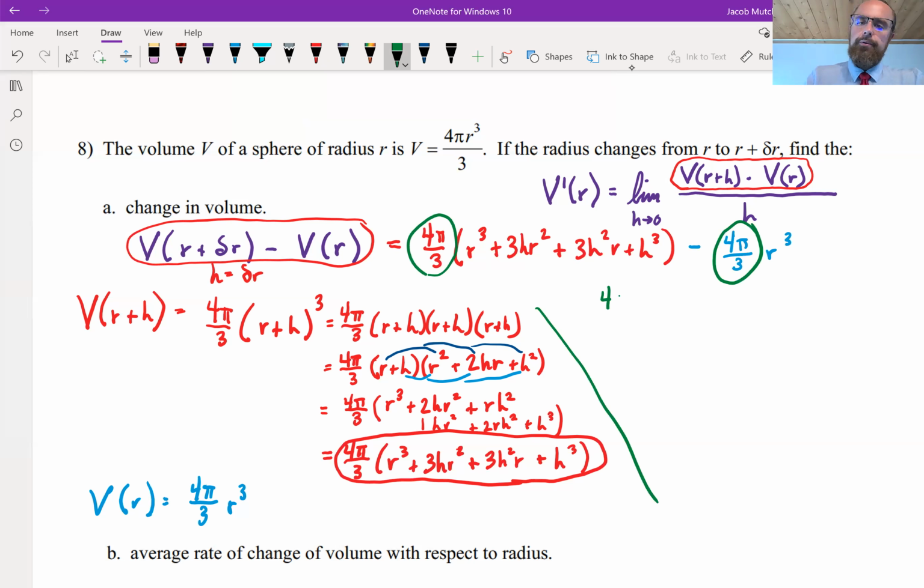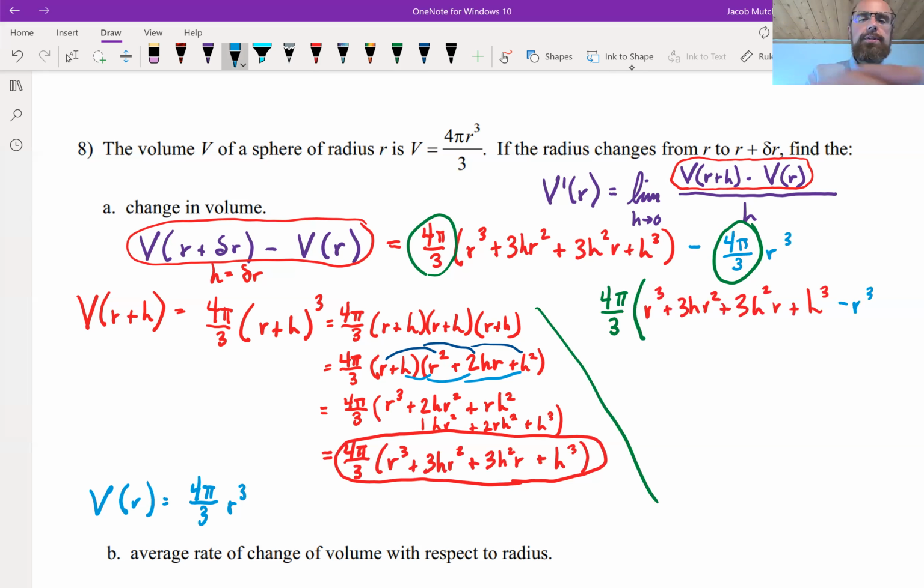Just drawing a separating line there. So 4 pi over 3. And then let's write what's left. From the red side there, it's r cubed plus 3hr squared plus 3h squared r plus h cubed. And then from the blue group, minus r cubed.